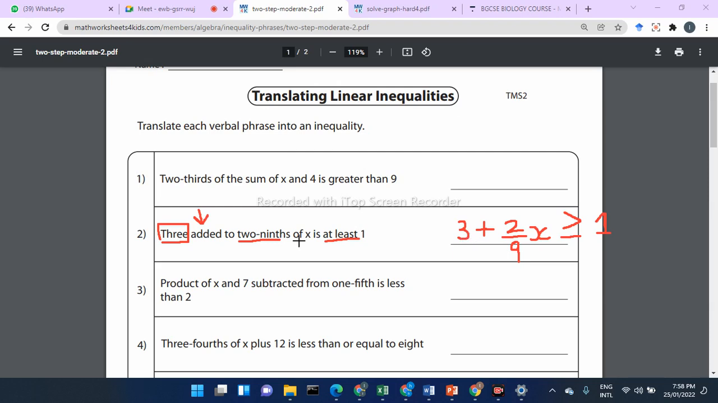So 3 added to 2/9 of x is at least 1. So that means that you could be 1 or you could be bigger than 1. So 3 added to 2/9 of x is at least 1. That's the answer? Yeah, that's the answer.